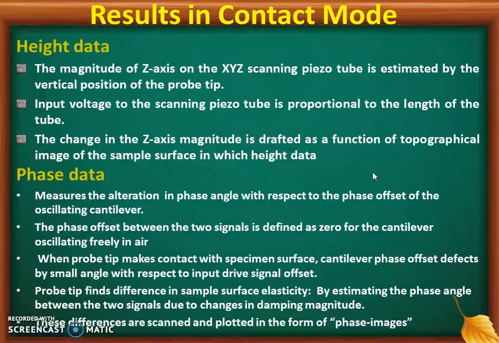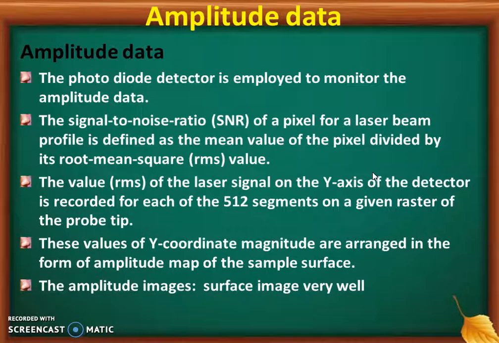When the probe tip makes contact with the specimen surface, the cantilever phase is offset by a small angle with respect to the input drive signal. Amplitude data: the photodiode detector is capable of monitoring the amplitude data.